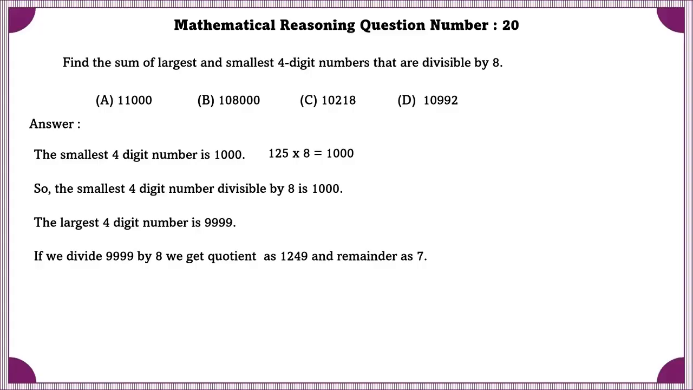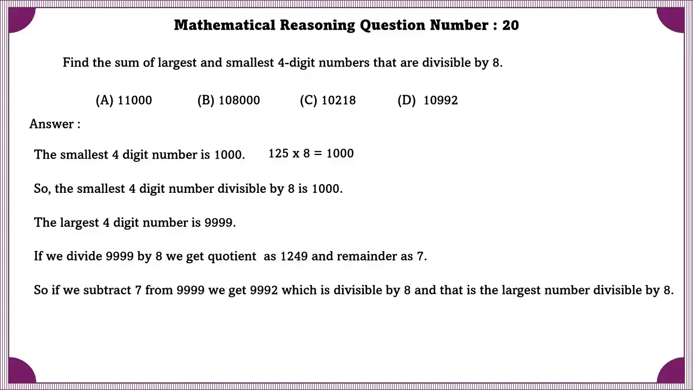If we divide 9999 by 8, we get quotient as 1249 and remainder as 7. So if we subtract 7 from 9999, we get 9992, which is divisible by 8, and that is the largest number divisible by 8. Now, the required number is the sum of the smallest 4-digit number that is divisible by 8 and the largest 4-digit number that is divisible by 8. So our answer will be 10,992.